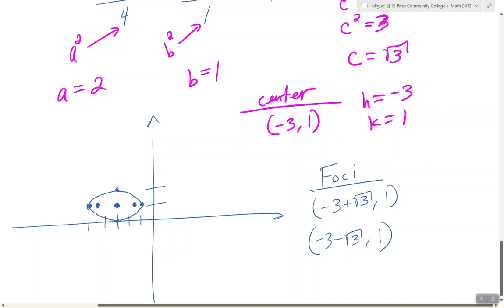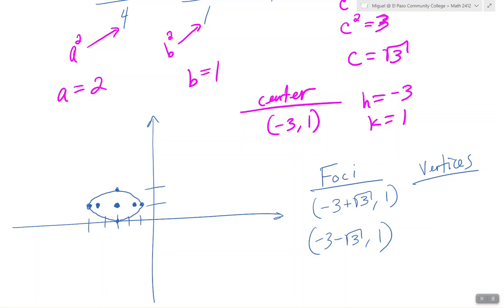Right? Vertices. And for these, do use exact values. So instead of making this a decimal and adding a decimal to this, that's probably rounded, use exact values like this, unless they specifically tell you, enter your answers as rounded decimals.